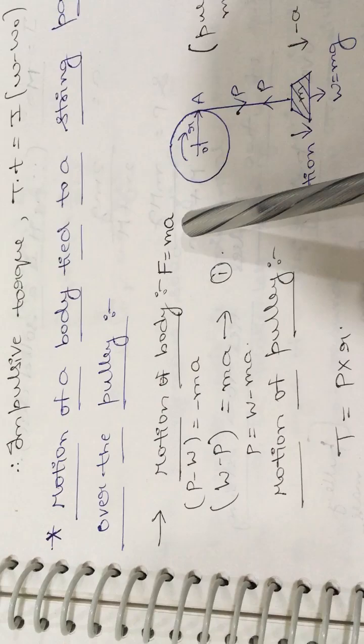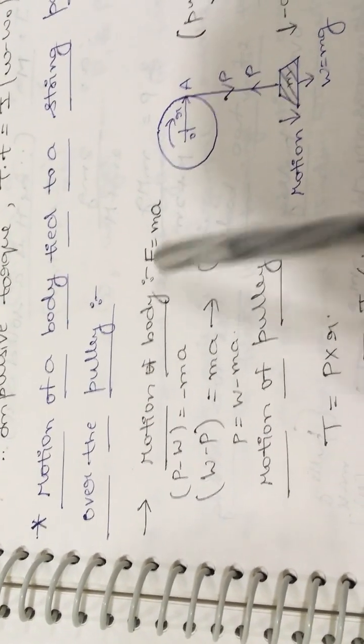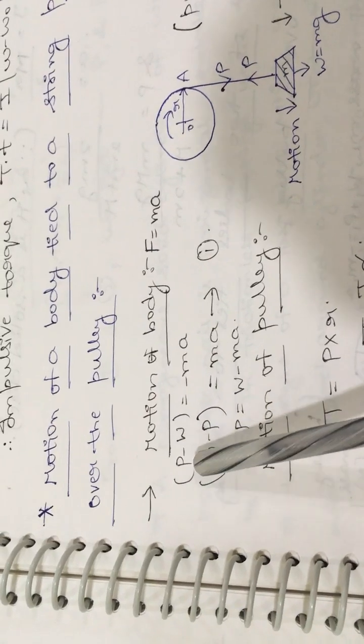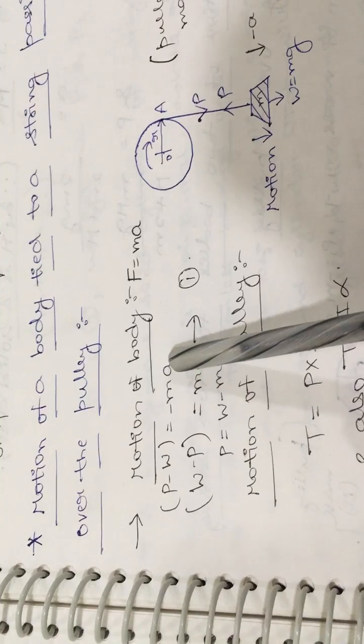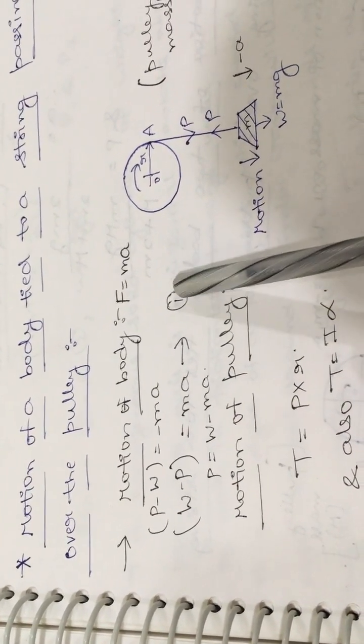We all know that Newton's second law formula is F is equal to ma. Now in place of F you will get the two forces, that is P minus W is equal to minus ma. Now from this equation make P the subject. Make it the first equation.